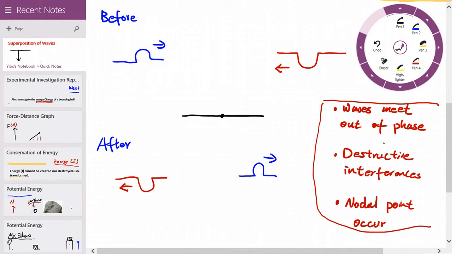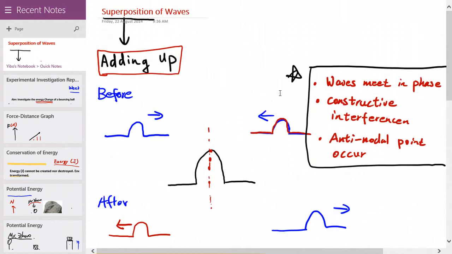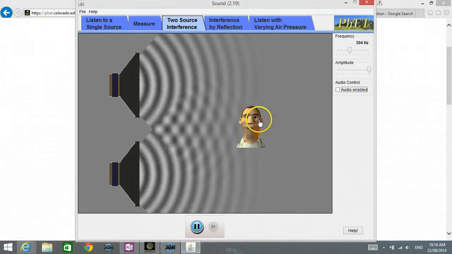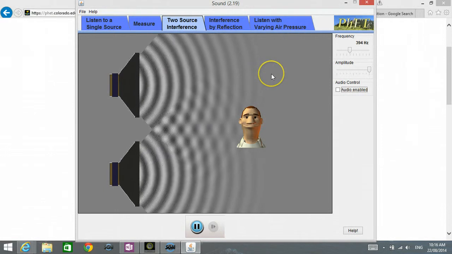Again, memorize this or put it on your cheat sheet. Make sure when I mention in future videos destructive interference or nodal points, you know this is what's happening there. And in reality, the interference of waves is true.